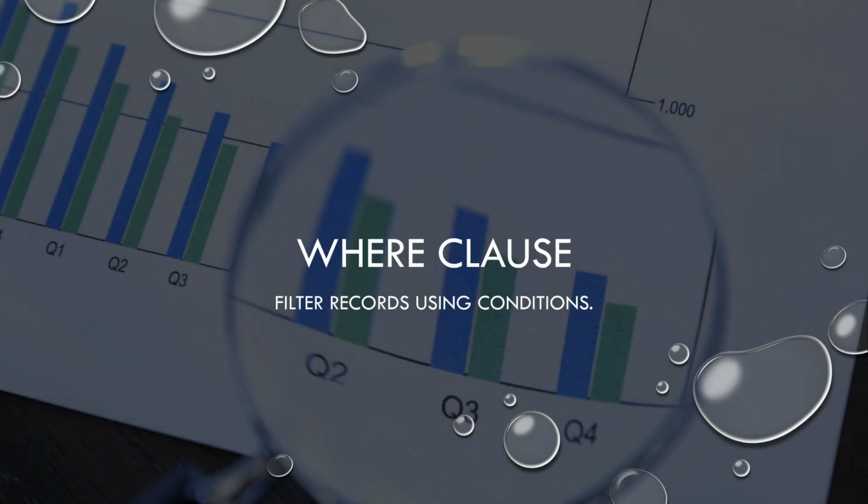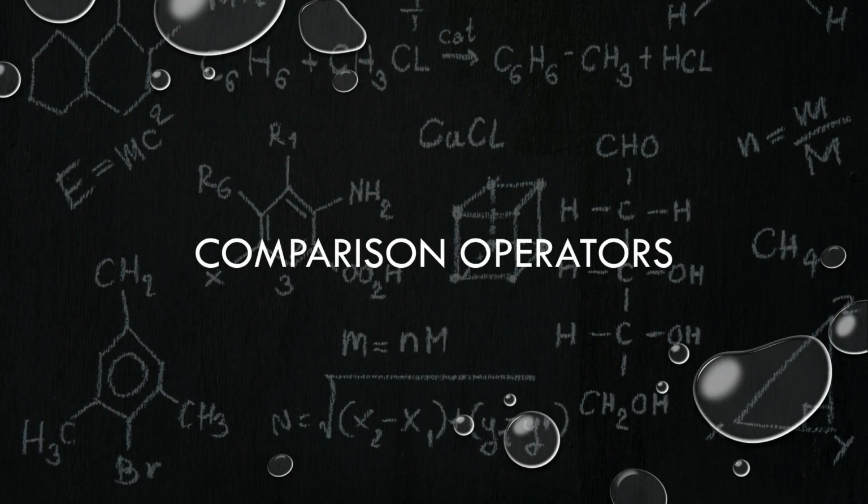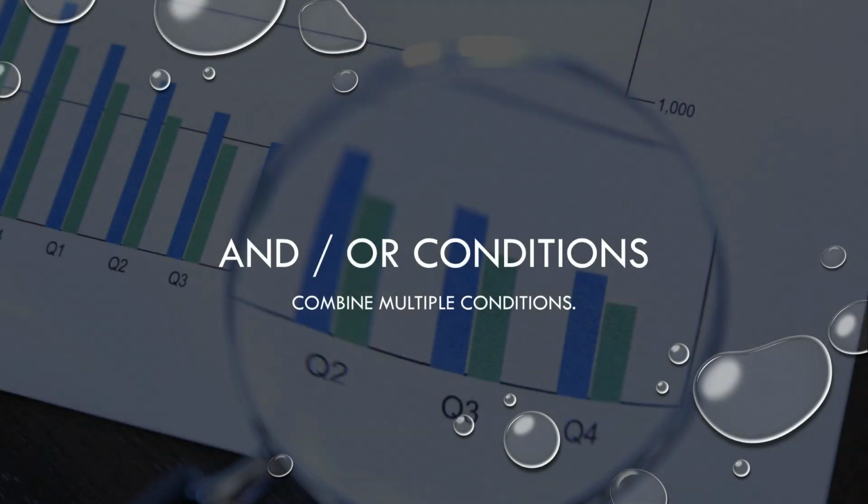The where clause is crucial for filtering records based on specific conditions, returning only the rows that satisfy the criteria. Comparison operators like equals, not equals, greater than, less than, greater than or equal to, and less than or equal to are used in where clauses to define filtering conditions. You can combine multiple conditions in the where clause using the AND and OR logical operators.